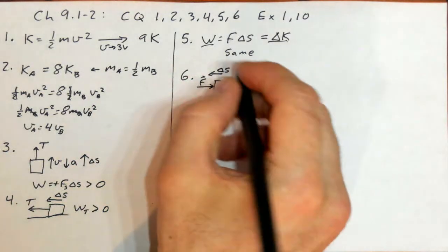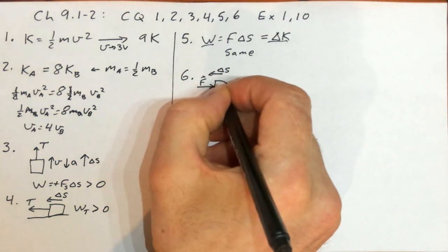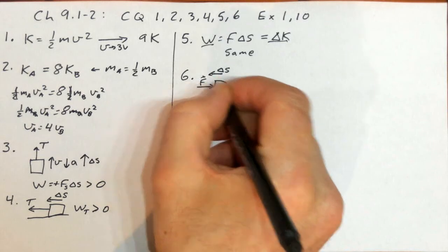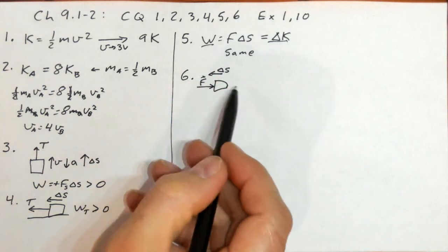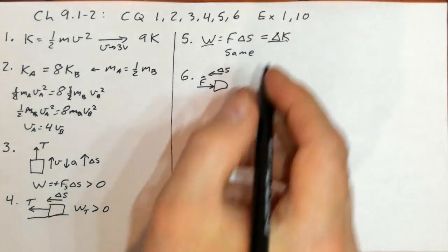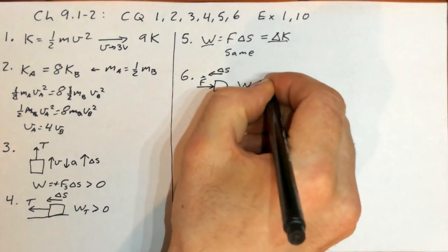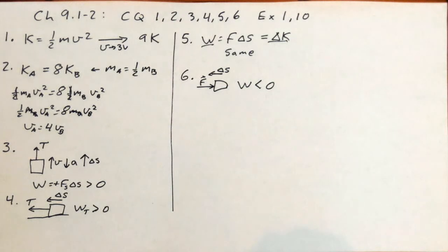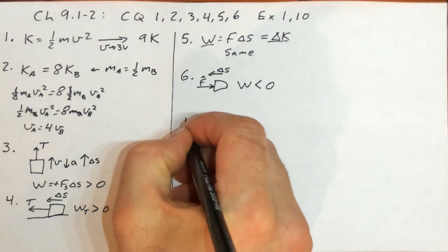Okay. It's going to be negative because the force is slowing this box down, but more so it's pushing to the right, the displacement to the left, so those are opposite each other, which gives us a minus sign, so the work is less than 0. Okay, very good. So now let's go ahead and move on to exercise 1.